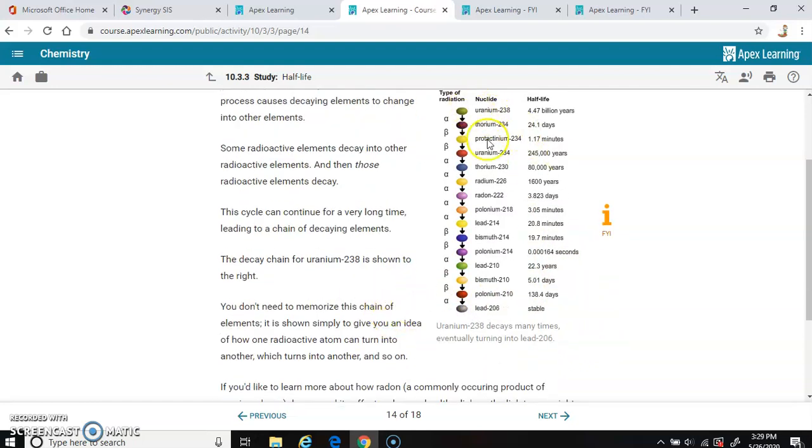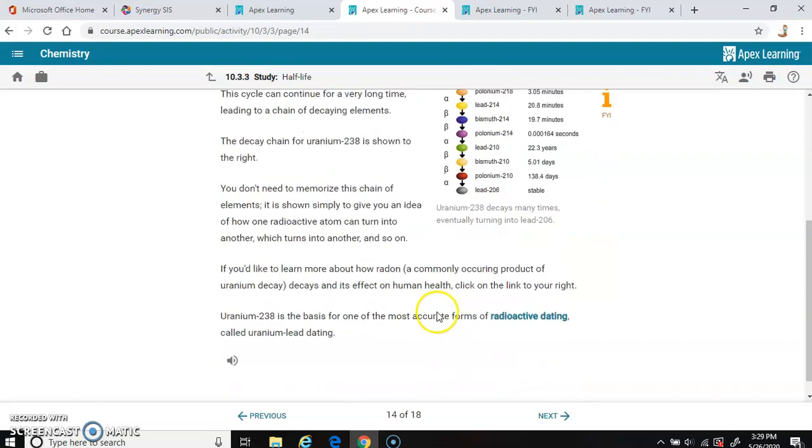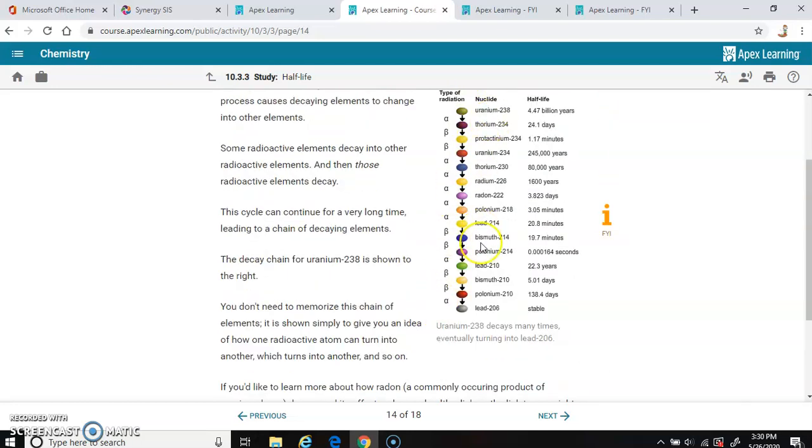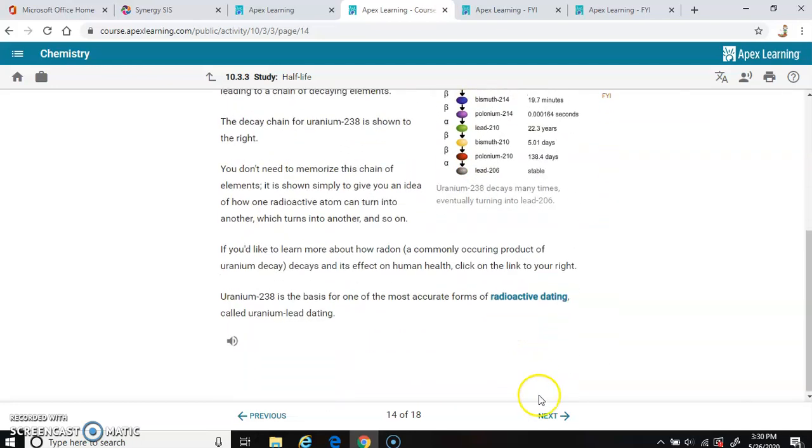You never have to memorize this chain, but it is a reference for knowing that this is the breakdown of uranium all the way down to lead, where it'll stop and be stable. Okay? So this is the basis for one of the most accurate forms of radioactive dating, what we call uranium-lead dating, going from uranium down to lead, and then it stops. It's stable.